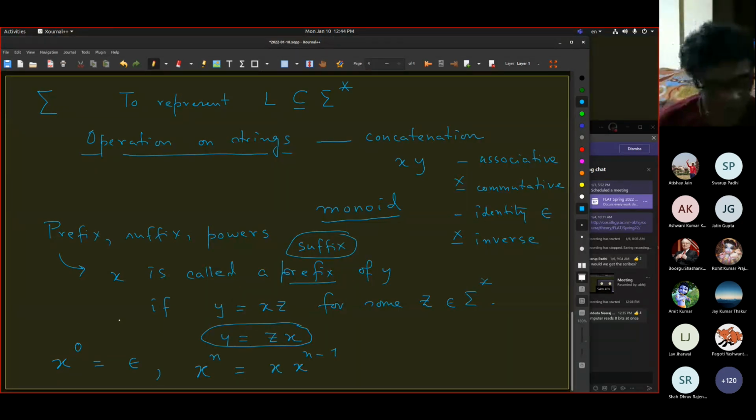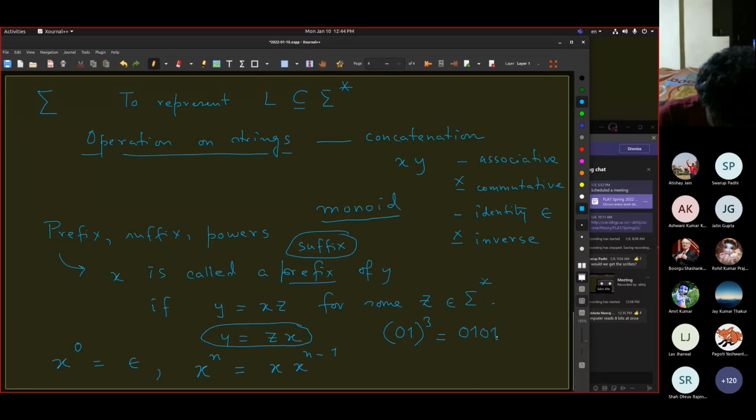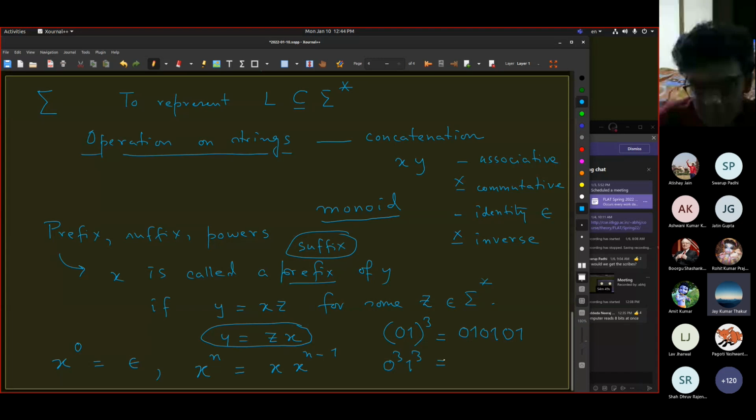Okay, so I'll give you some examples. What is 0 1 whole power 3? Sir, 0 1 0 1 0 1. Exactly. 0, 1, 0, 1, 0, 1. What is 0 power 3, 1 power 3? Sir, 0 0 0 1 1 1. 0, 0, 0, 1, 1, 1.